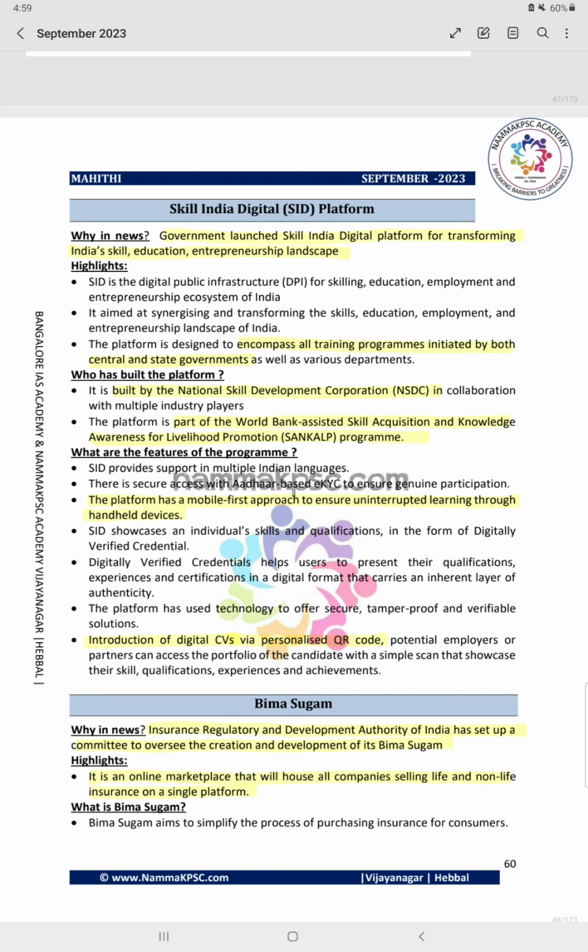This is by the NSDC, that is National Skill Development Corporation, and it has received the money from World Bank through the program called Sankalp, that is Skill Acquisition and Knowledge Awareness for Livelihood Promotion Program. This mainly helps in uninterrupted learning through handheld devices, generally mobiles, and it has introduced concepts like digital CVs via personal QR code, which mainly helps in increasing their employability.